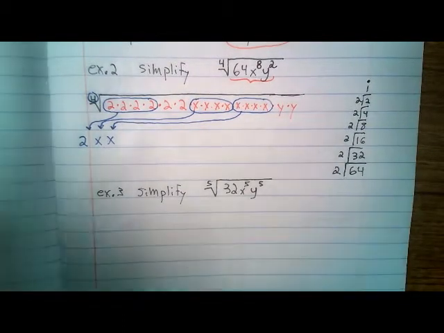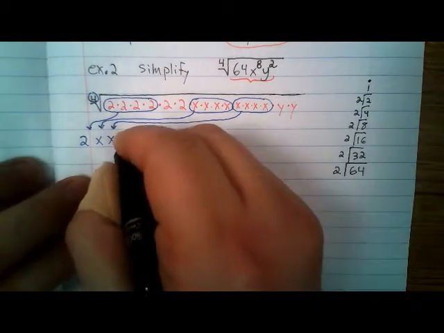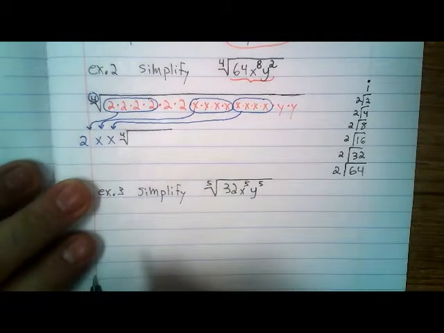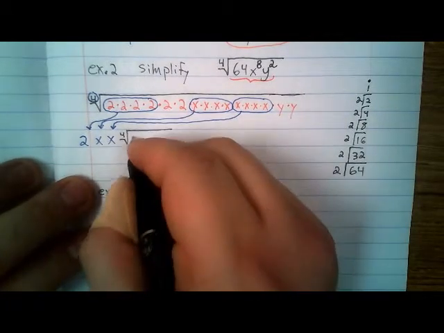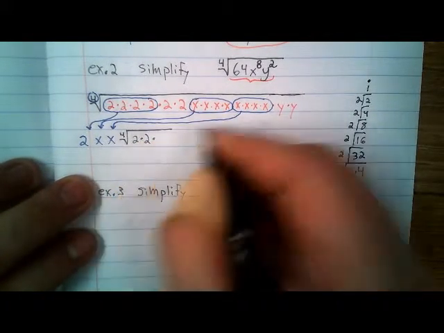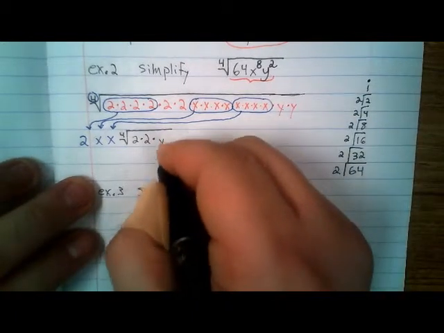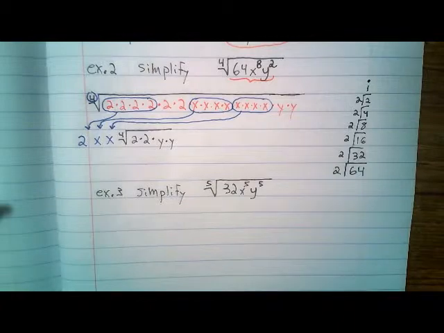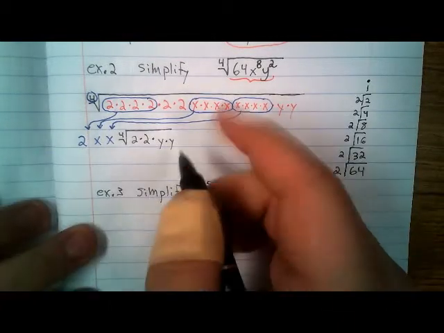Now I'm left with the fourth root of, I've got 2 times 2 times y times y. Okay. Now I want to simplify this even further. Let me show you how we can do that.